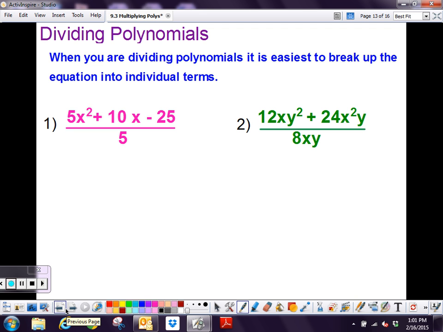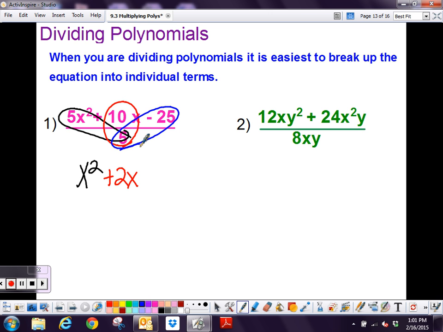Now this whole top part, this whole numerator is all being divided by 5, which means I need to divide everything by 5. So I'm going to do 5x squared divided by 5. That gets me just x squared. Now I'm going to do 10x divided by 5, which gets me 2x. And then I'm going to do a negative 25 divided by 5, which gets me minus 5. Make sure you don't have any like terms, and if you don't, that's your answer.